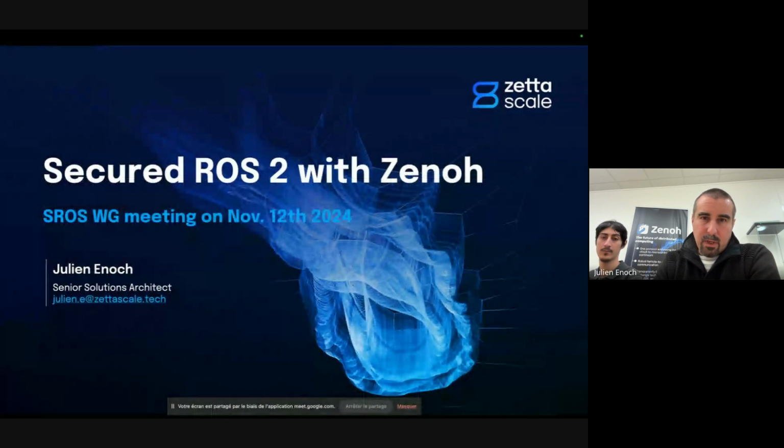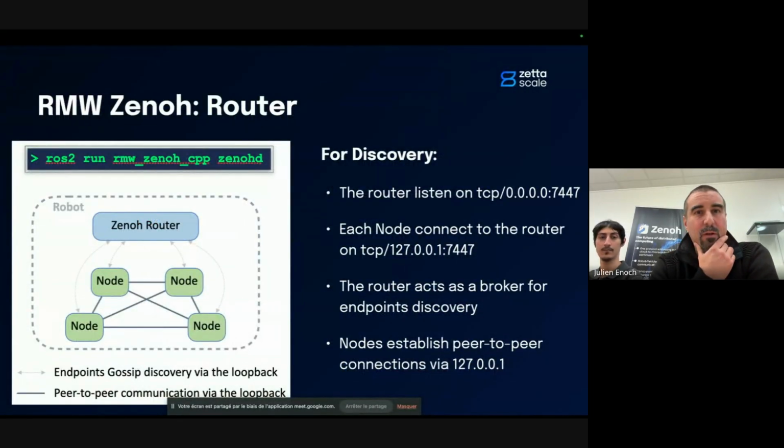Okay, so how can we apply security for ROS2 when using RMW Zenoh? Just first a reminder on how RMW Zenoh is configured with regard to connectivity and so on. These are the default settings with regard to deployment and communication. The ROS nodes inside a robot are deployed in different processes, depending on whether you configure intra-process or not. And in addition to this, you have a Zenoh router, which is used for discovery.